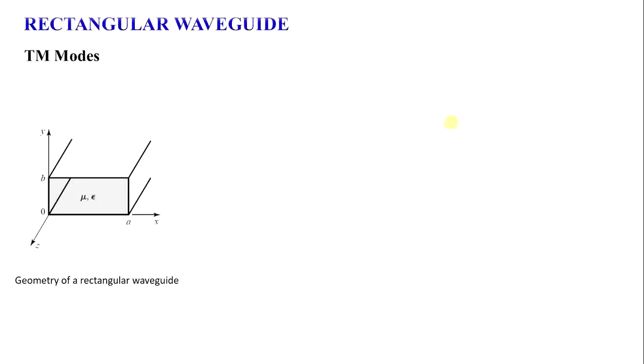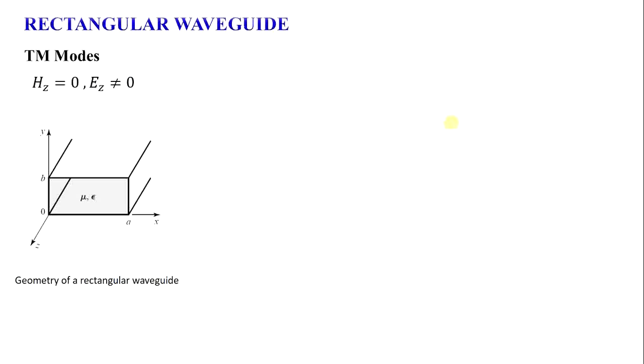Now we will apply the same process for the TM mode in the rectangular waveguide. So you know, for a rectangular waveguide, if we are having the TM mode of wave propagation, the longitudinal component Hz is equal to 0 and Ez is not equal to 0.